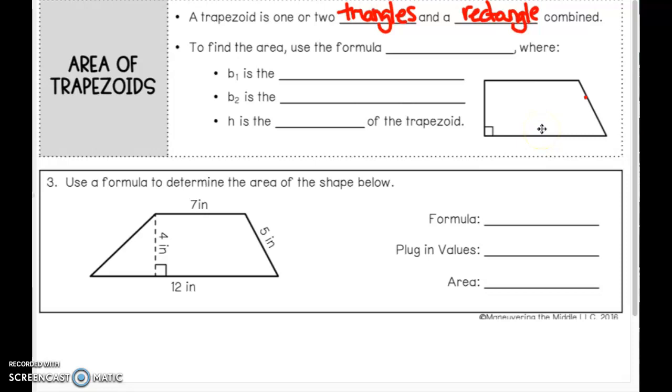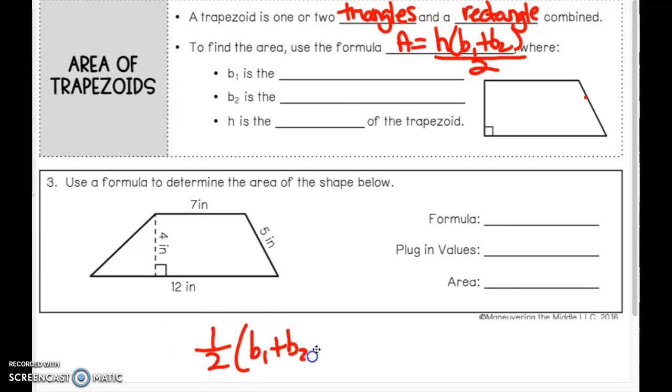So to find the area, we're going to use the formula. And there's two ways to write this, and I'm going to keep it as simple as possible. I think it's easier if we do it this way. It is the height times base 1 plus base 2 divided by 2. And you may also, I'm going to write it down here, see it written as 1/2 base 1 plus base 2 times the height. They are exactly the same thing.